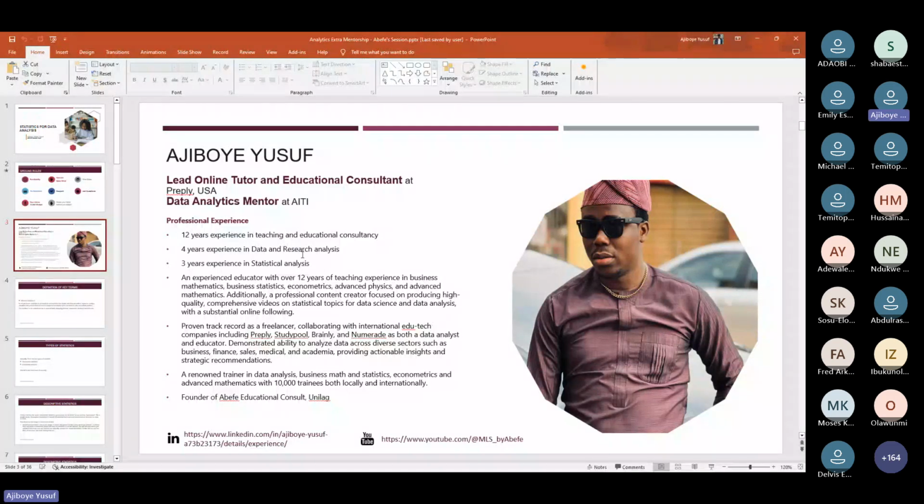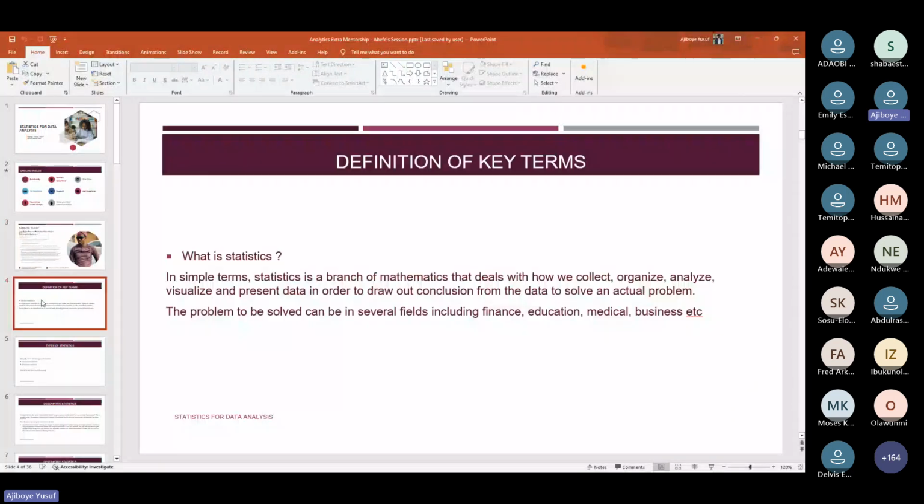So let's start by defining the key terms. What is statistics? I have actually just defined this. In simple terms, statistics is a branch of mathematics that deals with how we collect, organize, analyze, and visualize data, and also present these data sets in order to draw conclusions from the data to solve an actual problem. So the key terms right here are data, and how you collect, organize, and analyze this data set.